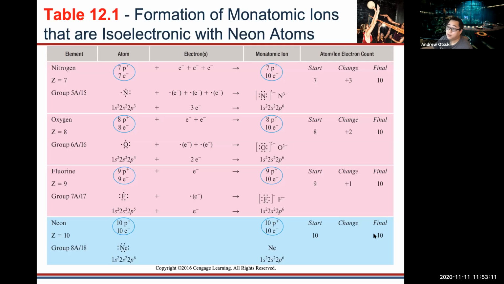Okay, let's go talk about cations now. Just one more thing to mention. See here, the final here represents the total number of electrons, and you can see that in the last blue box: 10 electrons, start 10, final 10. Okay.